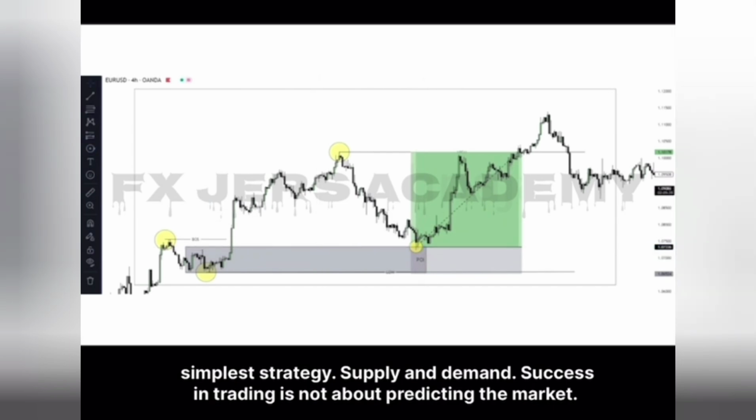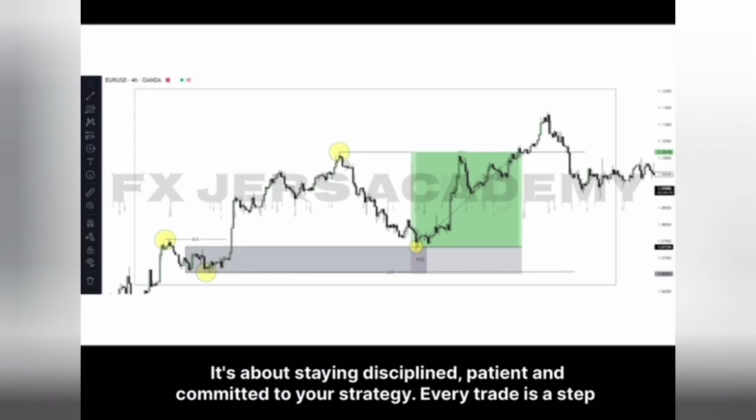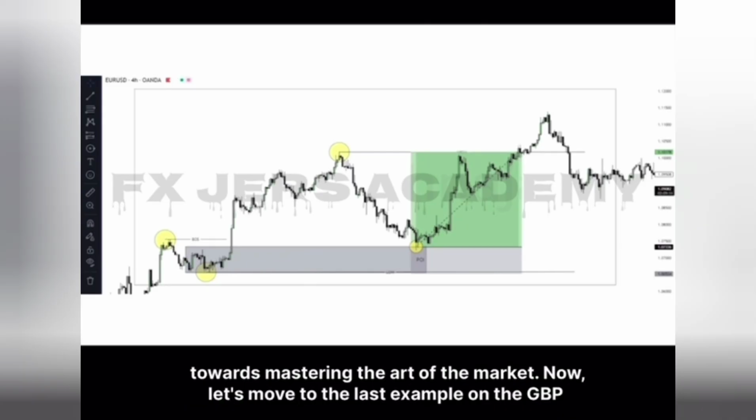Success in trading is not about predicting the market. It's about staying disciplined, patient, and committed to your strategy. Every trade is a step towards mastering the art of the market.